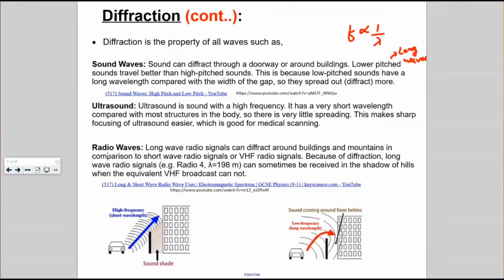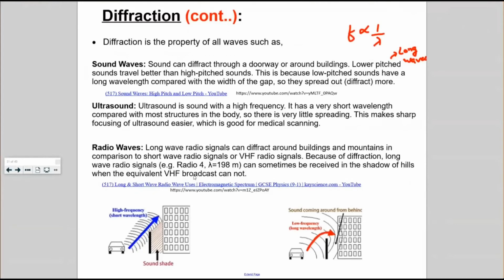Now, radio waves. A radio wave is an electromagnetic wave. Longer wave radio signals can diffract around buildings and mountains in comparison to short wave radio signals or VHF radio signals. Because of diffraction, long wave radio signals, such as your Radio 4, which has a wavelength of 198 meters, can sometimes be received in the shadow of hills when the equivalent VHF broadband cannot, right?